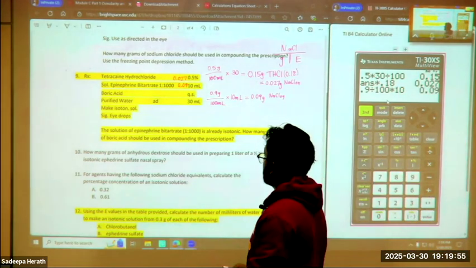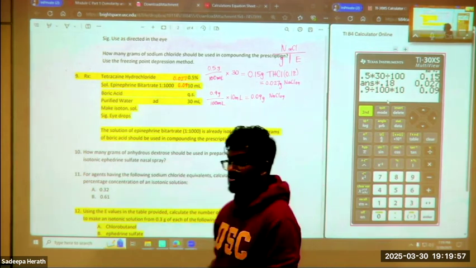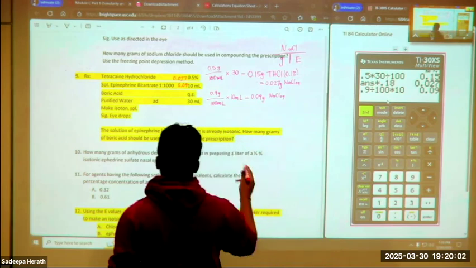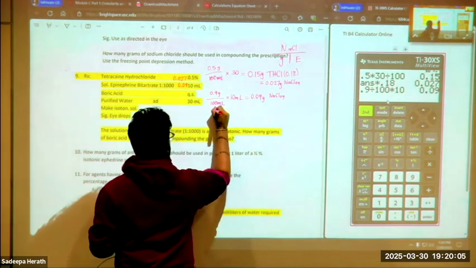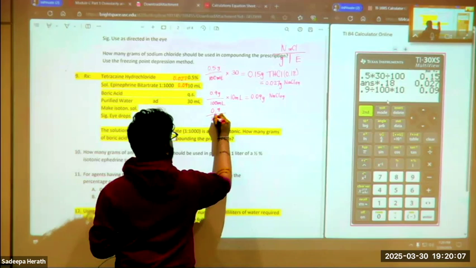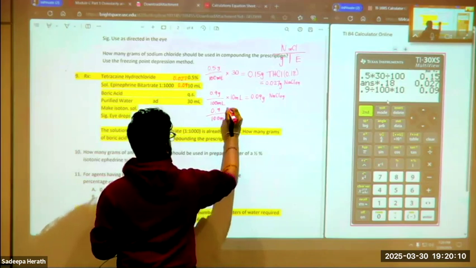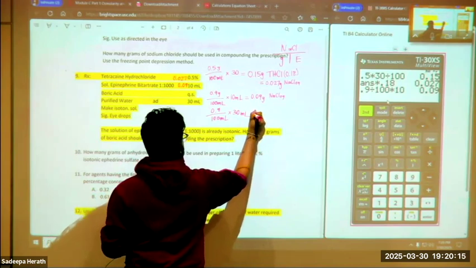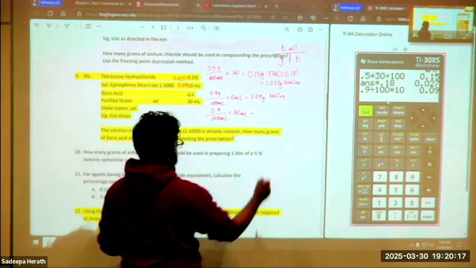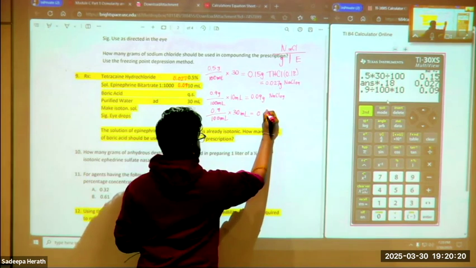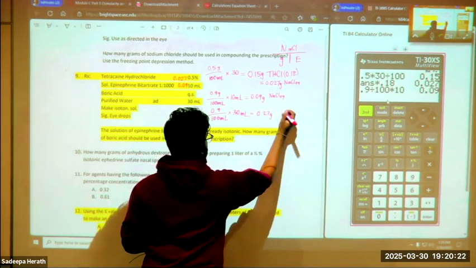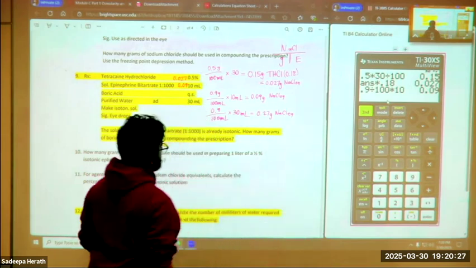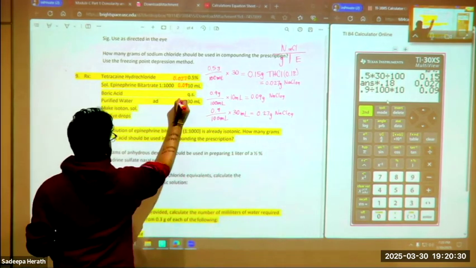Okay. And then total solution. Total solution is also expected to be isotonic. So we do the same exact thing like we did with epinephrine. So 0.9 over 100 mL times 30 mL. So we want to say 0.27 grams NaCl EQ. Right.